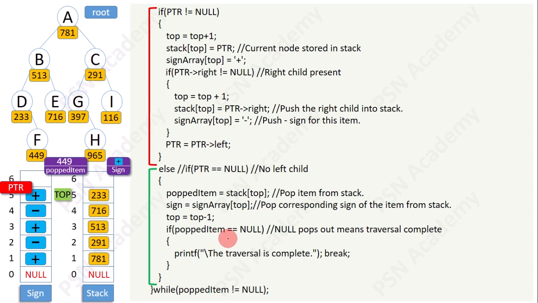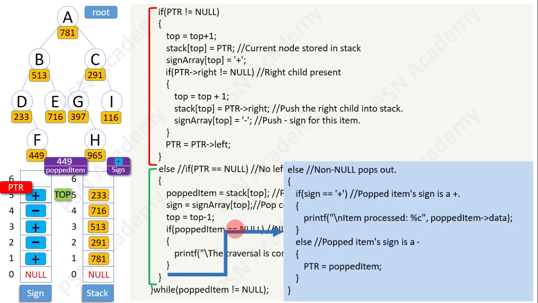Now the popped item is not null, so this if block will not work. We again go for this else block, and there we have to check whether the sign is a plus or a minus. We see that sign is a plus. So we process the item. That means you print the data. So the data is F, so you print F, and your cycle is over.